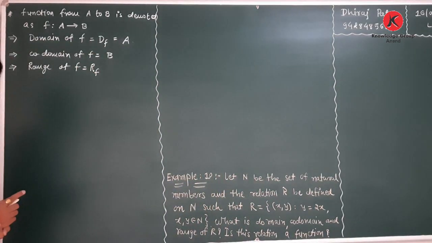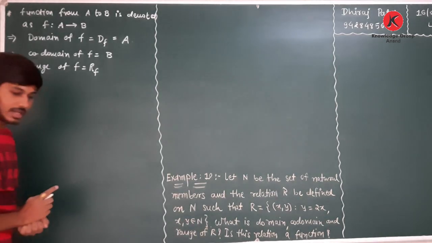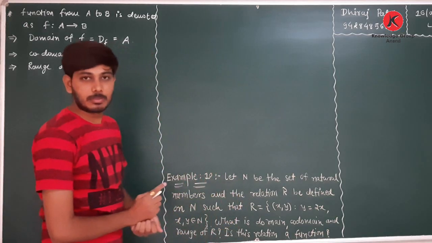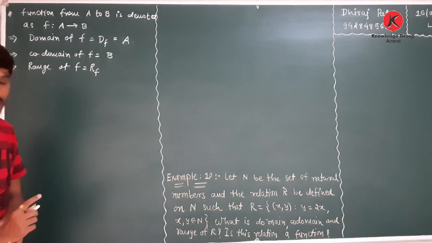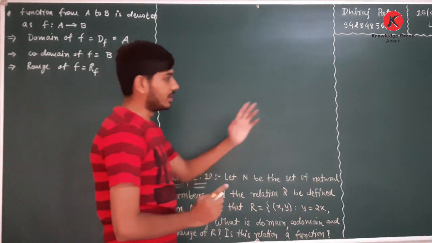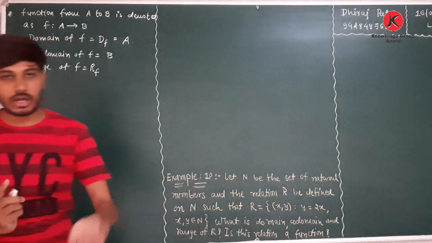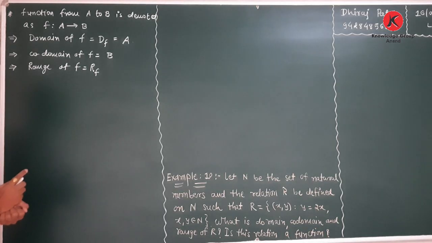Let's see some examples, some relations. In the last lecture we studied that. We represented some relations with arrow diagrams and checked whether the given relation is a function or not. So now see some more examples related to this type of question.